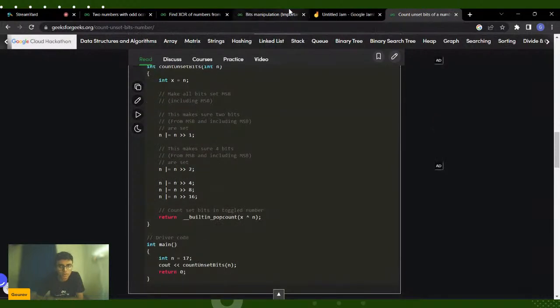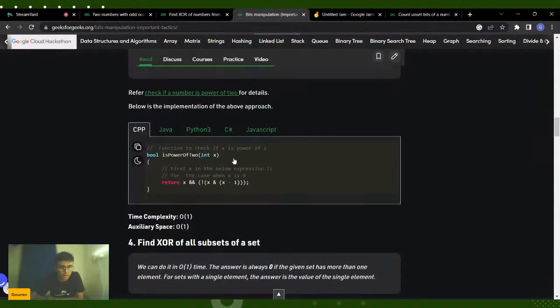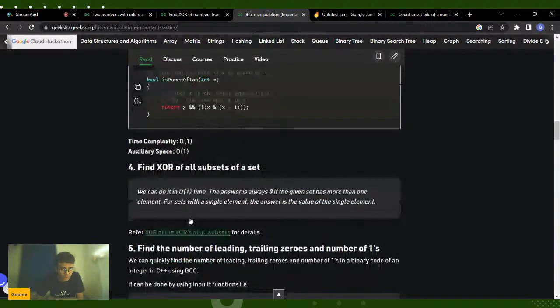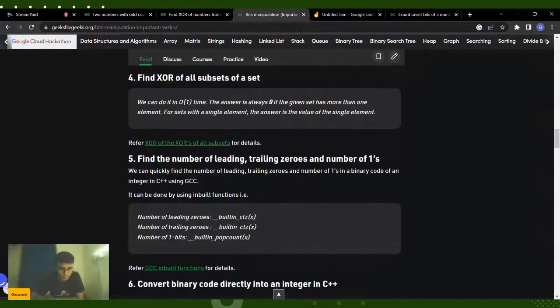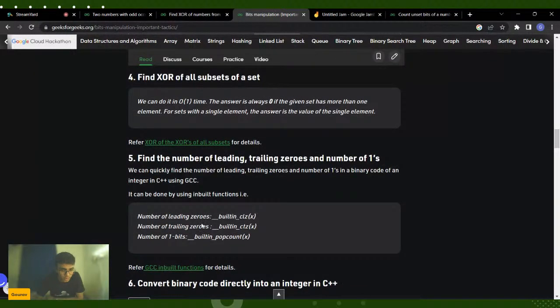Okay, so let us proceed to the next part. You can read about finding the XOR of all subsets of a set, and also about finding the number of leading, trailing, and the number of ones. Built-in pop count will give you the number of ones. After you get the number of set bits, you can subtract it from the total number of bits, and you will get the number of unset bits. Then there is built-in CTZ, which gives you the number of trailing zeros, and built-in CLZ, which gives you the number of leading zeros. These functions are actually handy.